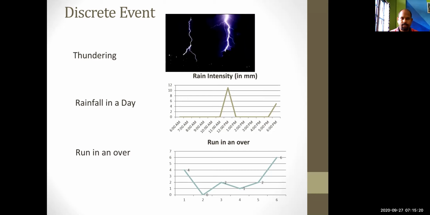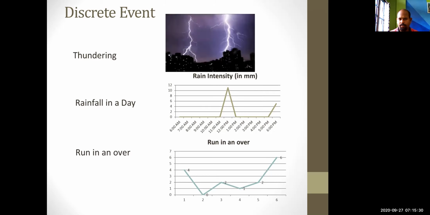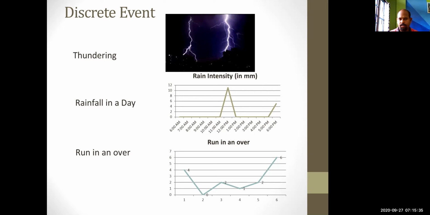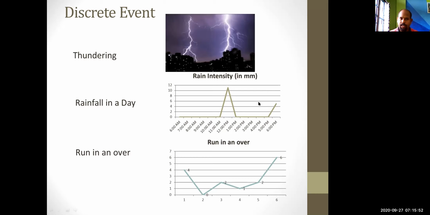Rainfall in a day, if you see, it rains, it rains not regularly, so it is not a continuous process. Here you can see in the diagram from 11 a.m. to 1 p.m. there is raining. Again, there is a slight rain from 5 p.m. onwards. So raining is also a discrete event.